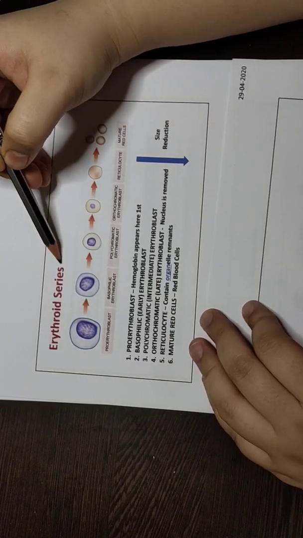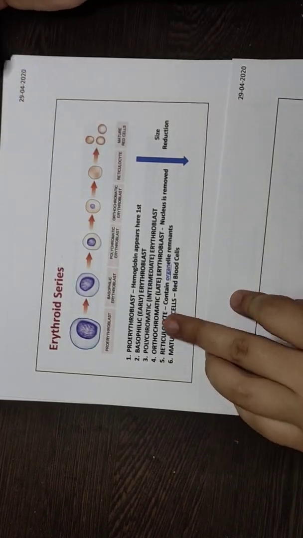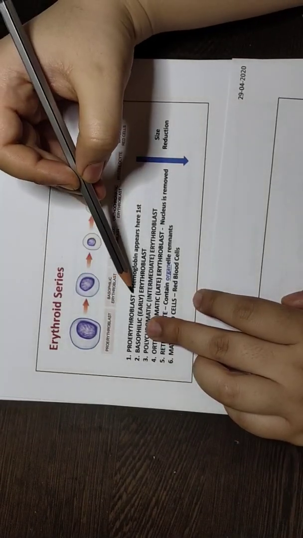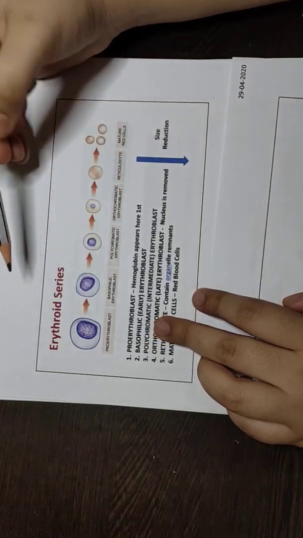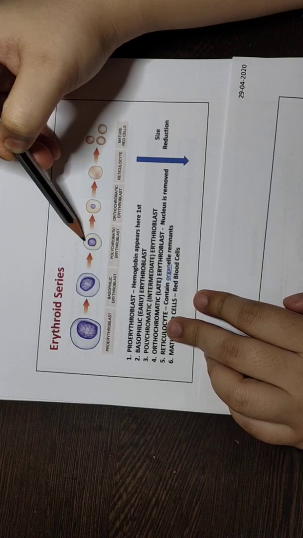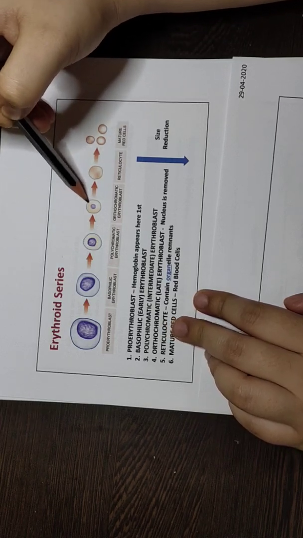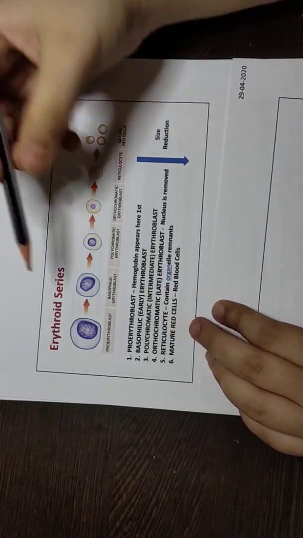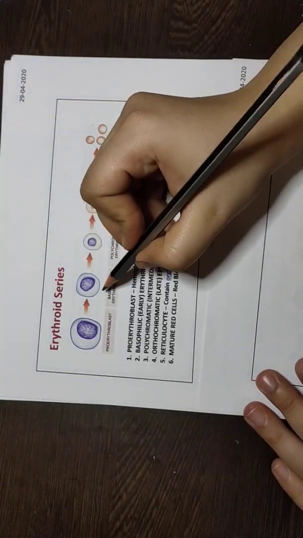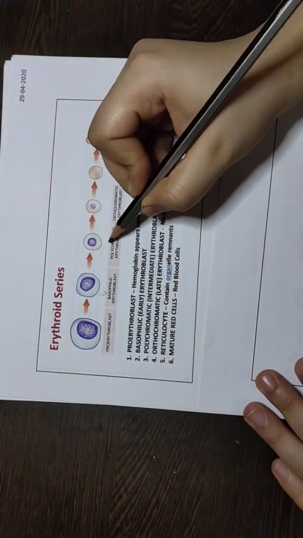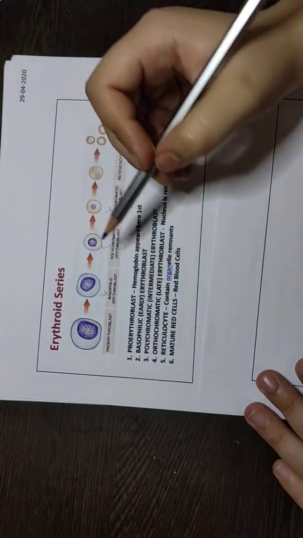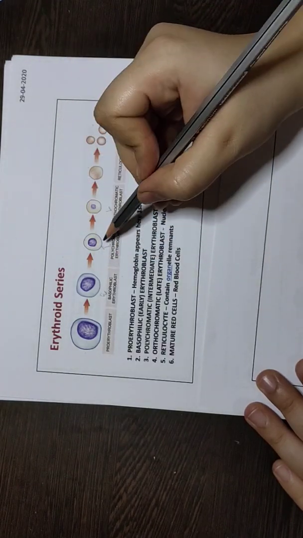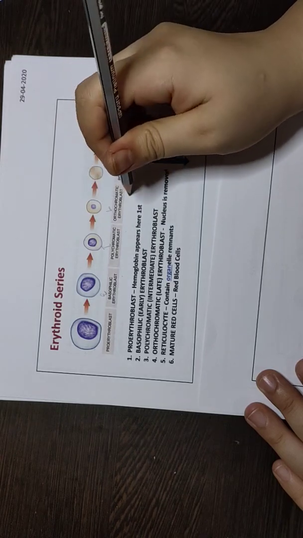So continuing, now we are talking about the erythroid series. In erythroid series, you have something called the proerythroblast, you have the basophilic erythroblast, the polychromatic erythroblast, orthochromatic erythroblast, reticulocytes, and mature. These basophilic erythroblasts are also known as early, intermediate, and late. So it's easy to remember: early erythroblast, intermediate erythroblast, and late erythroblast.